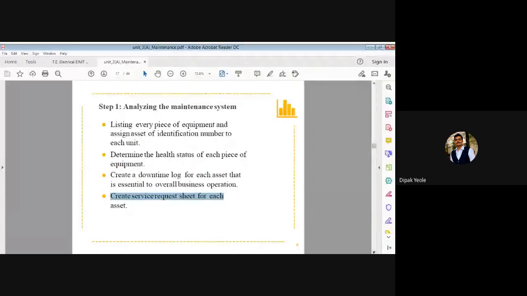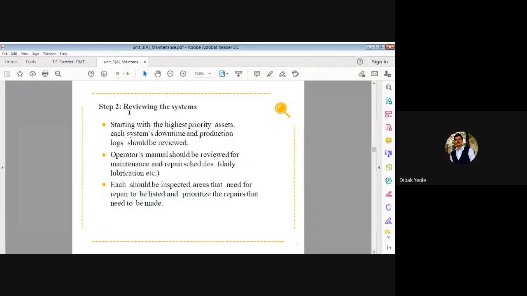What is step 2? We have to review the system. आपण जे अनालाइज केलं आता आपल्याला रिव्ह्यू करायचं आहे. Starting with the highest priority assets, each system downtime, production logs should be reviewed. Operator's manual should be reviewed for maintenance and repair schedules. Each should be inspected. Areas that need repair should be listed, and prioritize the repairs that need to be made. So this is step number 2.